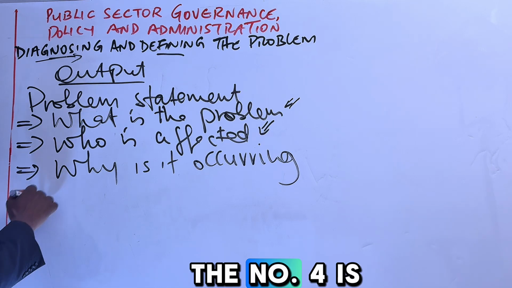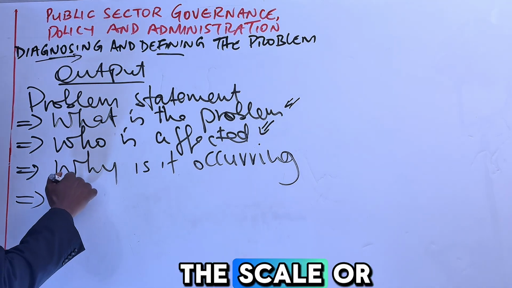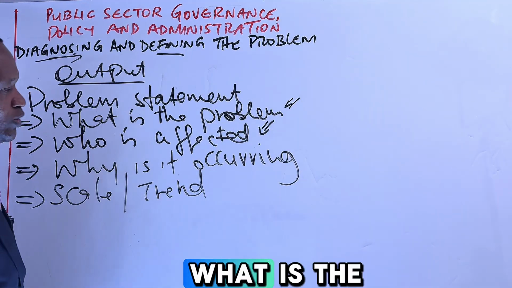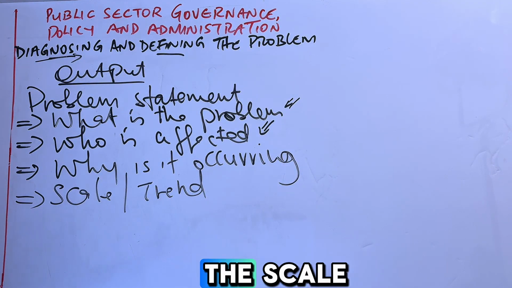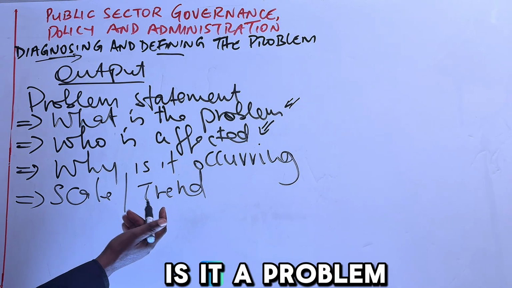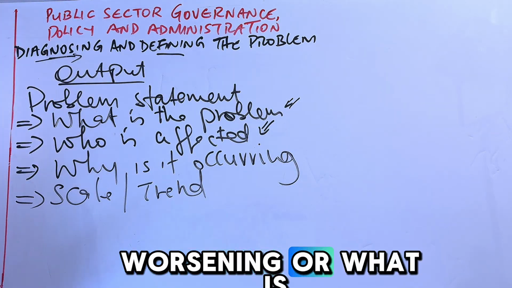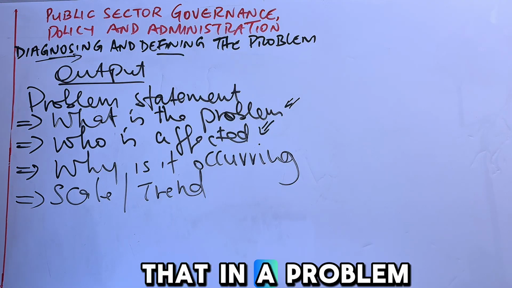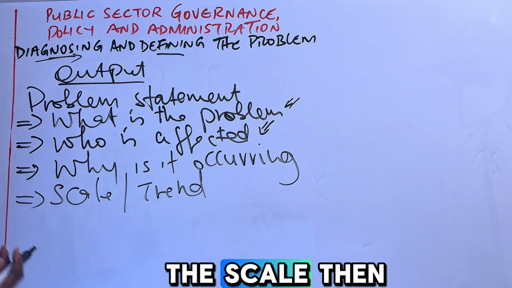Then number 4 is the scale or the trend. What is the magnitude? What is the scale? Is it a problem that is worsening, or what is the trend? You can also find that in a problem statement, the scale.